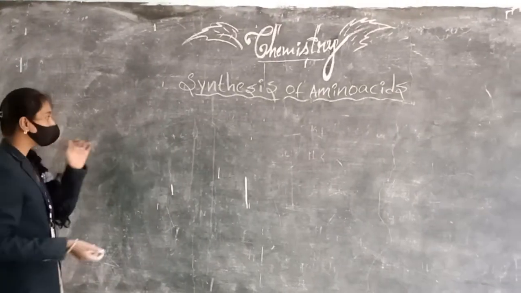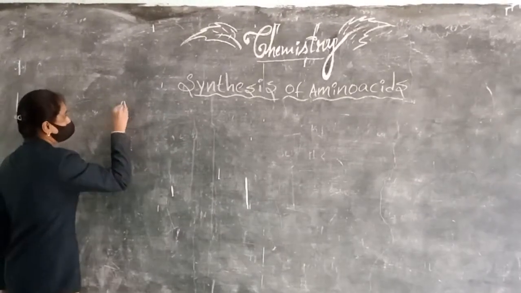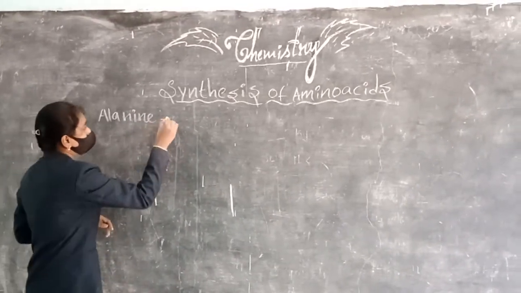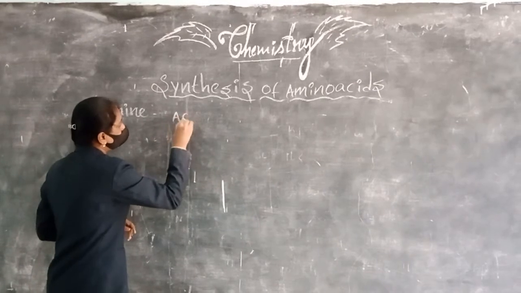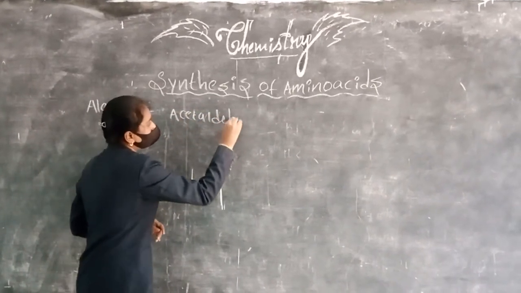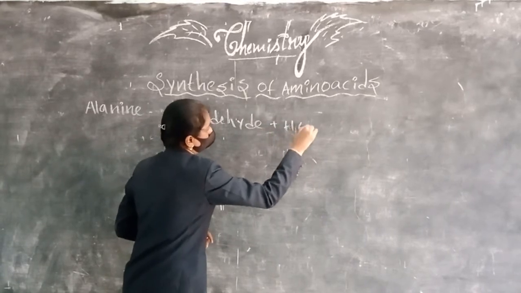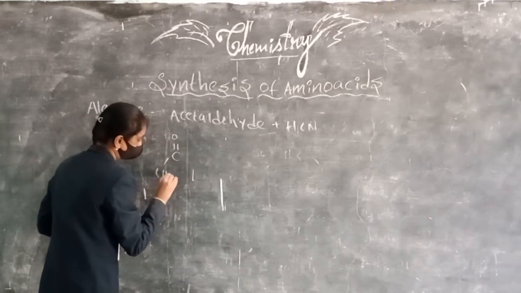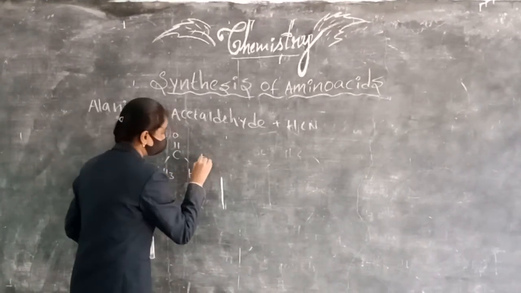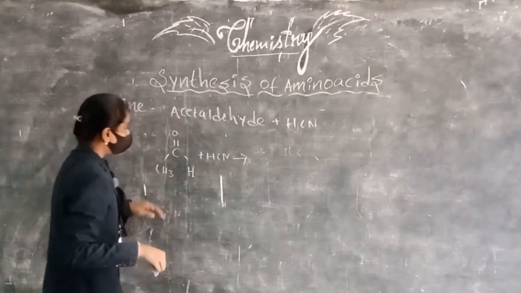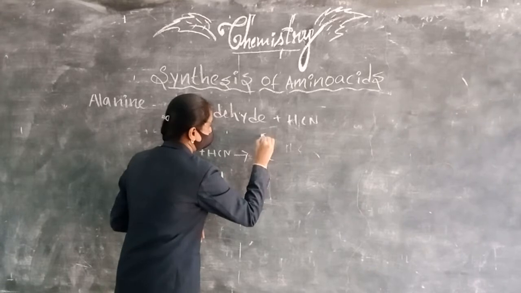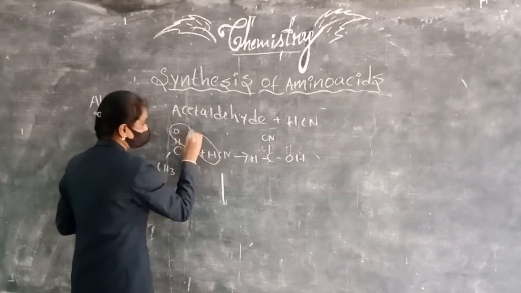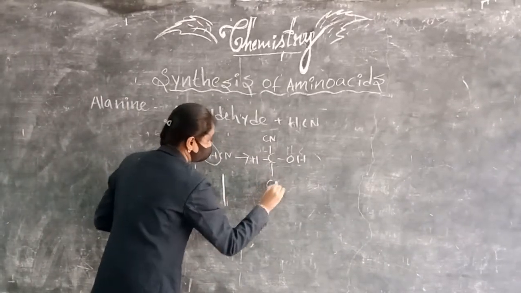Now we discuss one more amino acid, that is alanine. In Strecker's method, alanine is formed by treating acetaldehyde with hydrogen cyanide. Let's see the equation. It is the acetaldehyde. It is treated with HCN to form an addition product. CN, OH and H here. These two combine together to form OH here, and we get CH3.